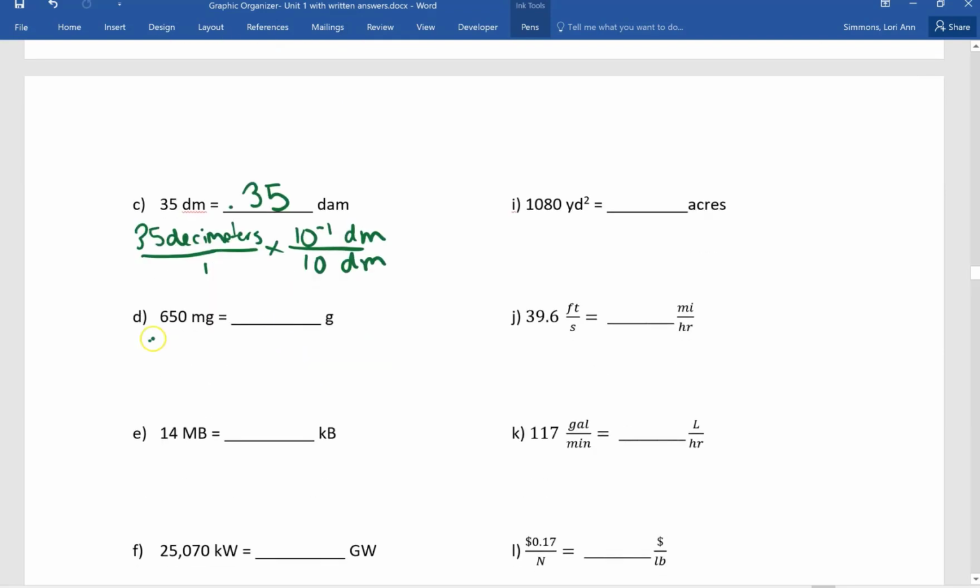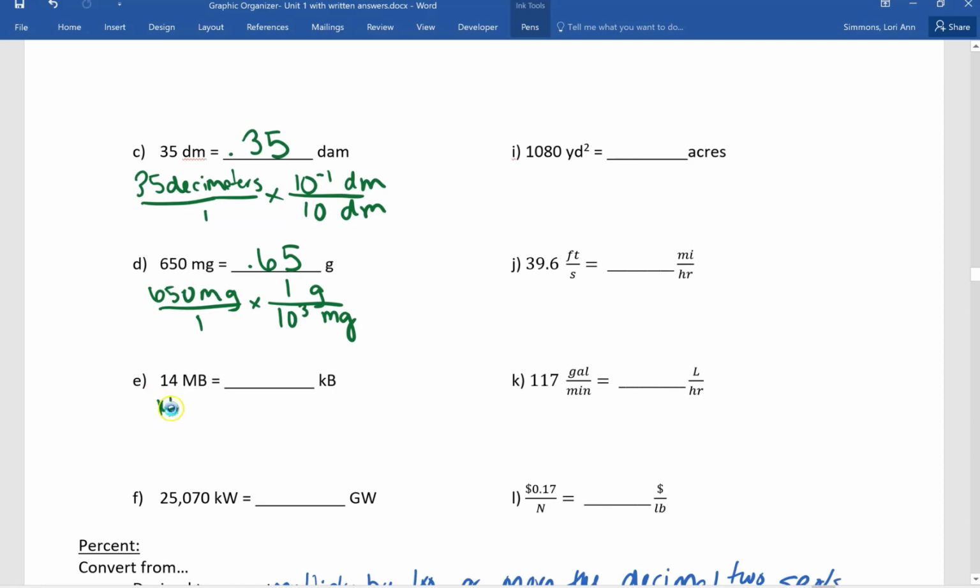D, 650 milligrams to grams. Milligrams we want to get rid of, so put it on the opposite side, so on the bottom. There's 10 to the third milligrams for every 1 gram. D's answer is 0.65 grams. Again, the significant digits are matching up. There's 2 here, and there's 2 here.